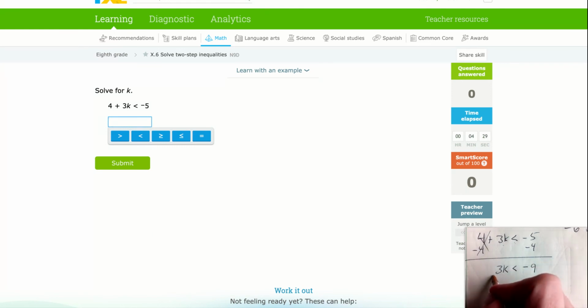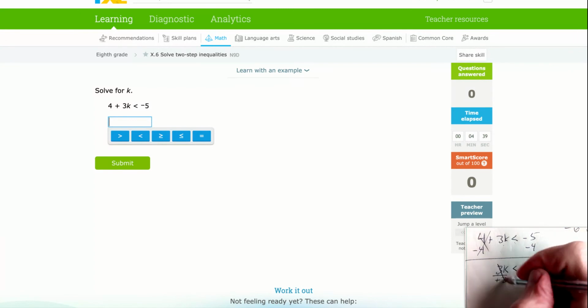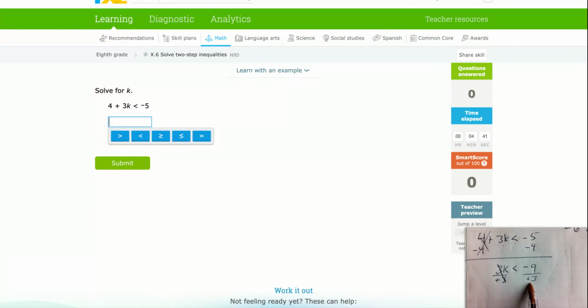Now I'm going to divide by a positive 3, in order to eliminate that multiplication of 3 that's multiplied by the k. And if I divide by a positive, it does not change the inequality symbol. So k is less than negative 3. So in that whole process, I did not have to change or flip the inequality symbol.